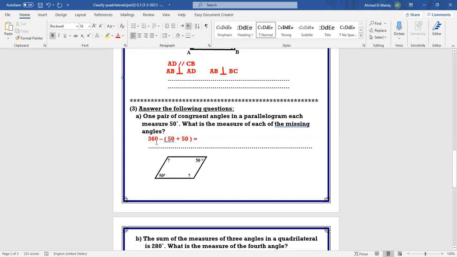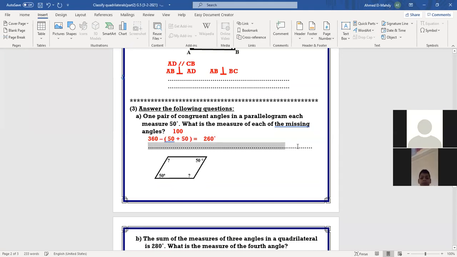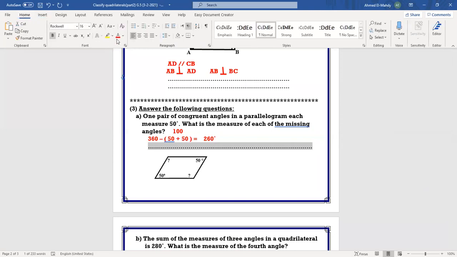When we subtract 50 plus 50 from 360, we will find the sum of the other two angles. Let's find it firstly. 50 plus 50 equals 100. When we subtract 360 minus 100, it will be 260. 260 is the sum of the other two angles. He wants the measure of each of them. What will we do? Divide by 2. Very good.